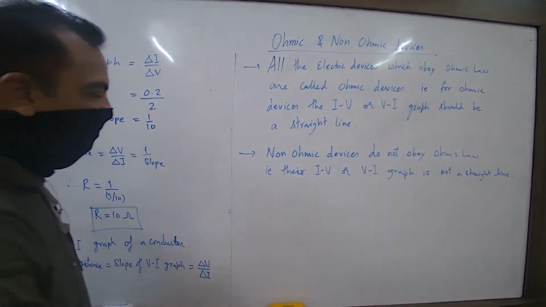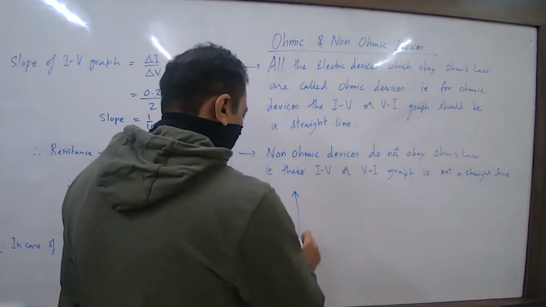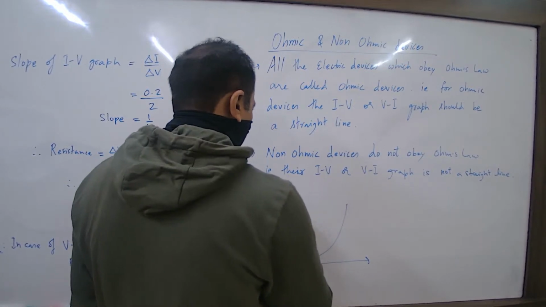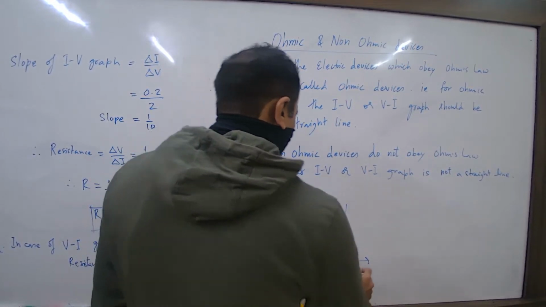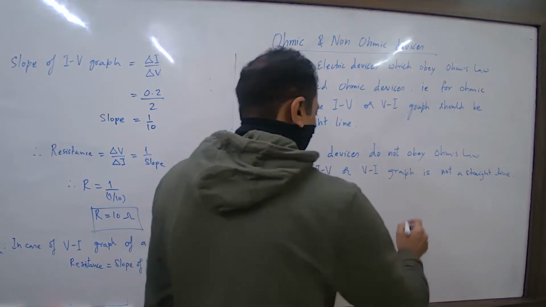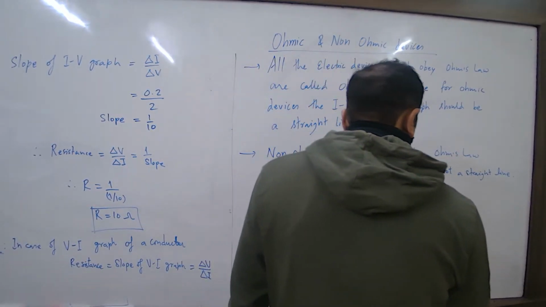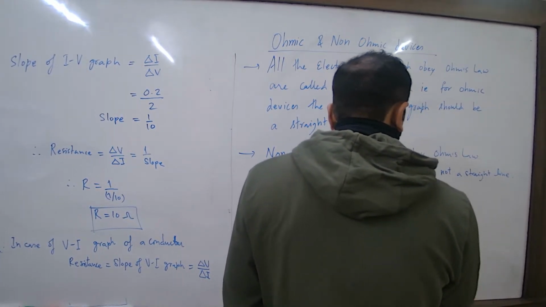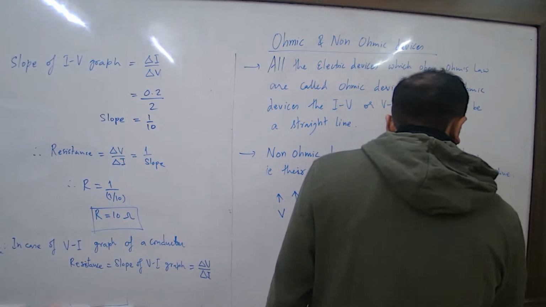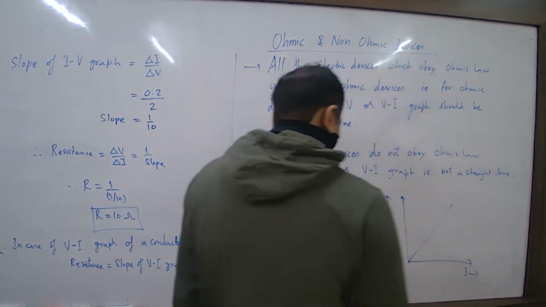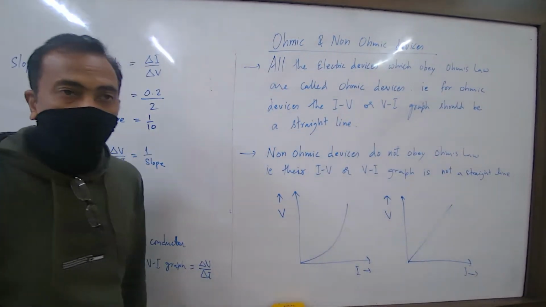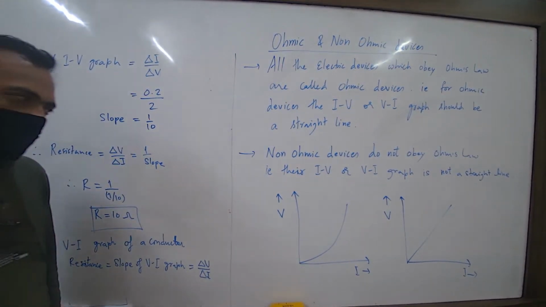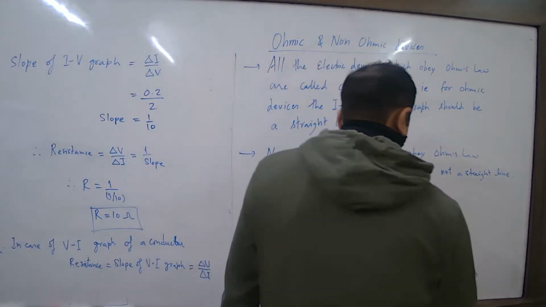Okay, so now I'm giving you two graphs. One is like this, this is. Tell me which graph is ohmic and which is non-ohmic. This is ohmic and this is non-ohmic. Okay, so it's simple.